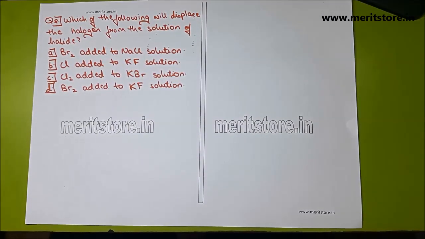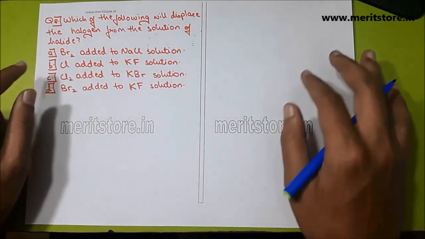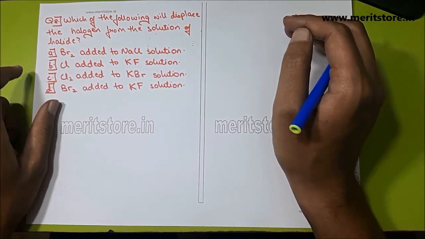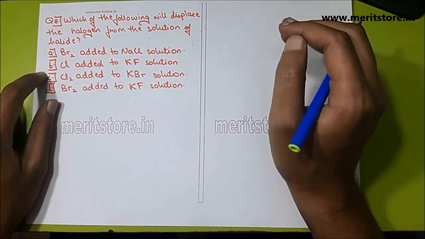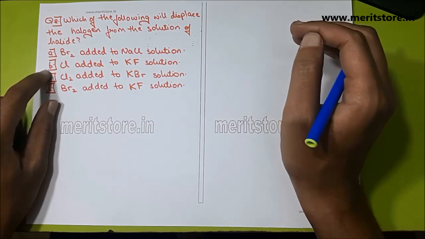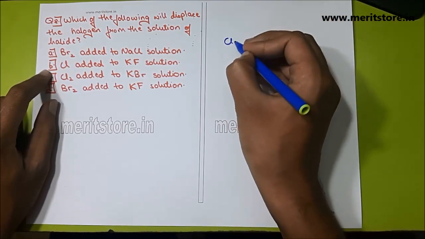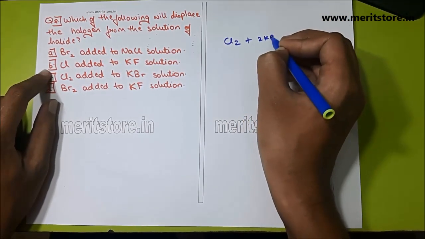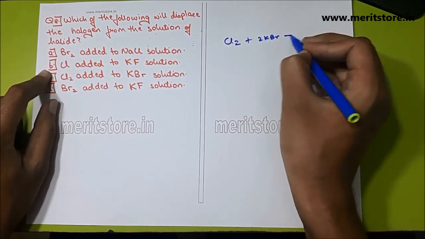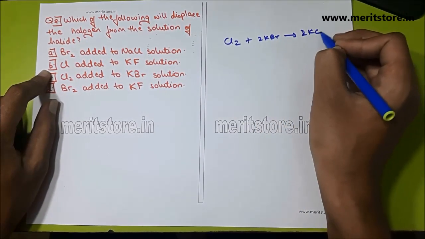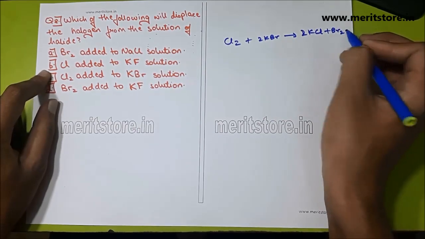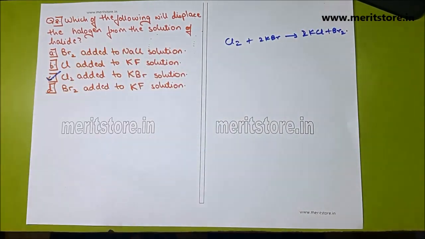Number 8. Which of the following will displace the halogen from the solution of halide? A, Br2 added to NaCl solution, B, Cl2 added to KF solution, C, chlorine added to KBr solution, and D, bromine added to KF solution. A halogen can displace all other halogens placed below it in the group from the salt solution. Thus chlorine can oxidize bromide and iodide ions. So Cl2 plus 2KBr, that is potassium bromide, will give 2KCl plus Br2, which is bromine. So option C is the correct option.